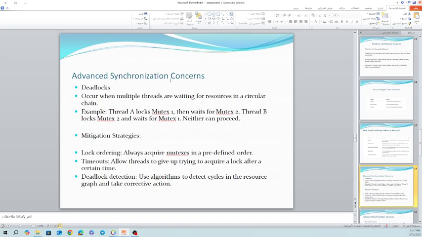Advanced synchronization concerns. Deadlocks occur when multiple threads are waiting for resources in a circular chain. Example: Thread A locks mutex 1, then waits for mutex 2. Thread B locks mutex 2 and waits for mutex 1. Neither can proceed. Mitigation strategies. Lock ordering: always acquire mutexes in a predefined order. Timeout: allow a thread to give up trying to acquire a lock after a certain time. Deadlock detection: use an algorithm to detect cycles in the resource graph and take corrective action.